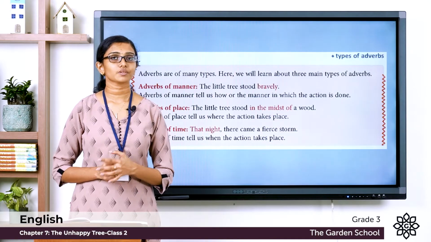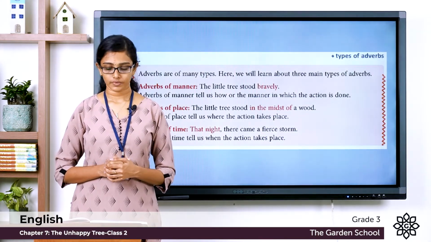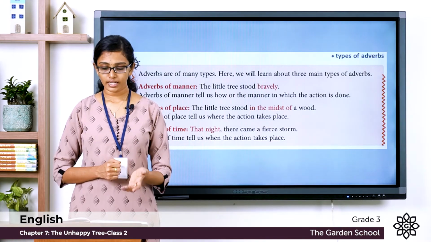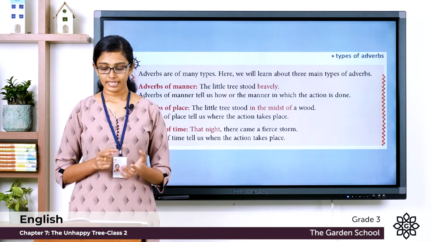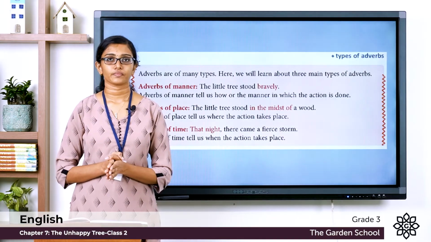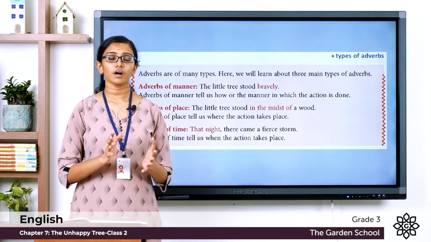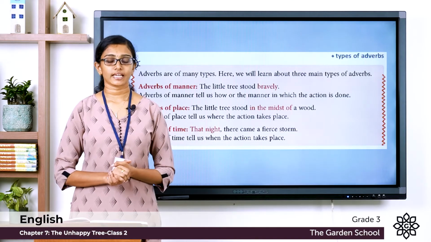The next is adverbs of place. So adverbs of place tell us where this action is happening. For example, the little tree stood in the midst of a wood. In the midst of shows where the tree is standing. So it is an example of an adverb of place. Adverbs of place tell us where the action takes place.